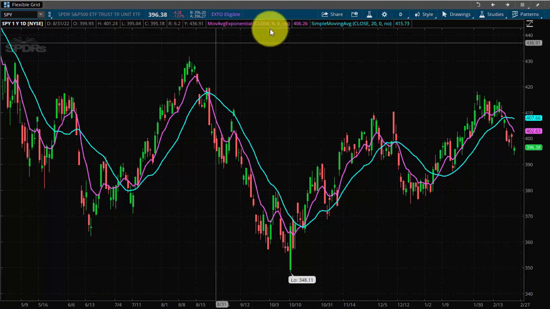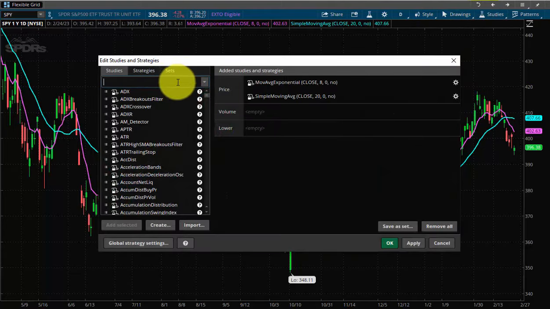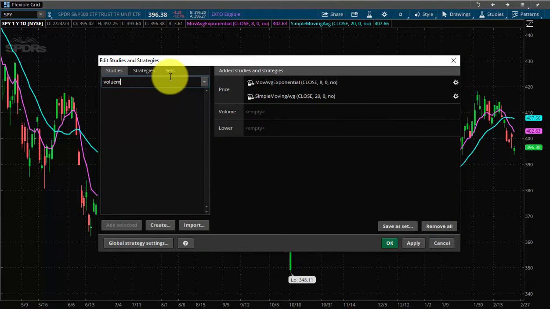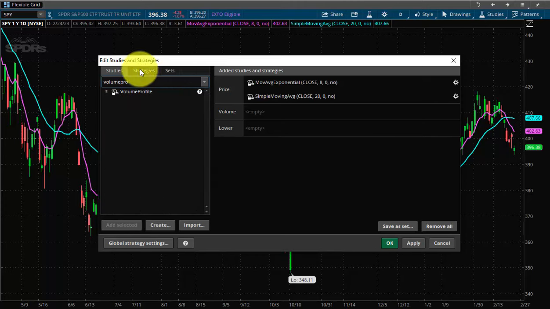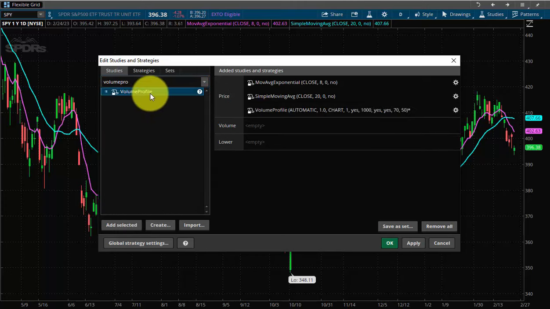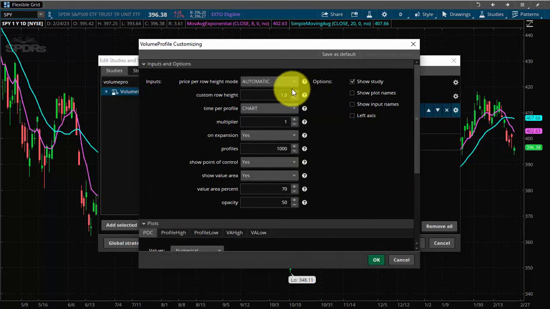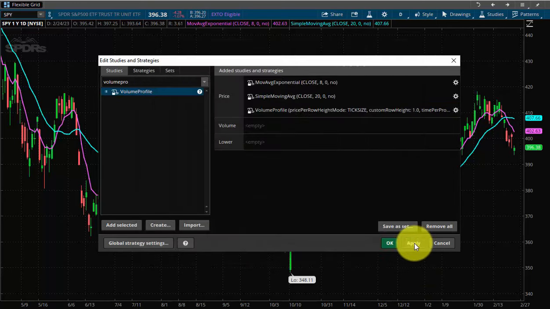Now, to add this, you just go to Edit Studies, and there are a couple of little things you have to do, but I'll show you. Volume profile is the name of the study, if you can spell it right. I cannot. Double click to add it, and then under the settings, we're going to change this first input to tick size. Okay. Then we're going to change on expansion to no. This is a big deal. If you don't change this to no, your chart's going to look all kinds of weird. I'll show you. And I'm going to check both of these boxes, show plot names, show input names.